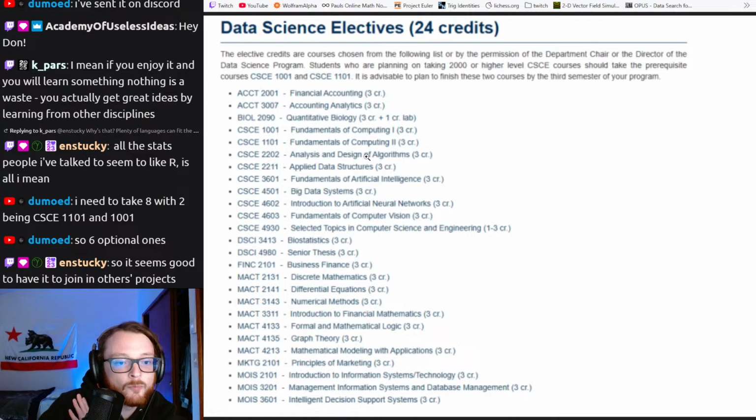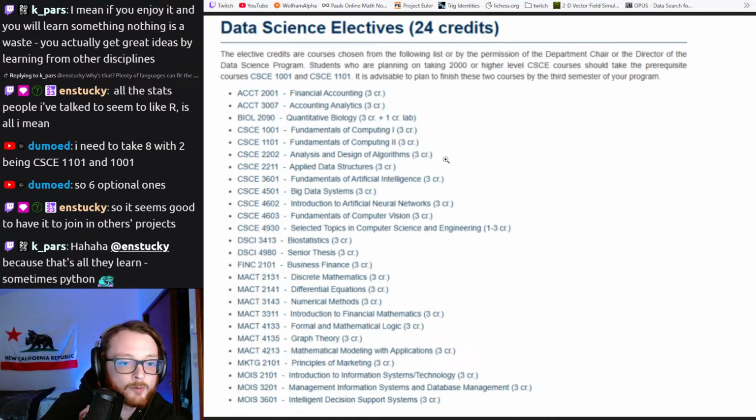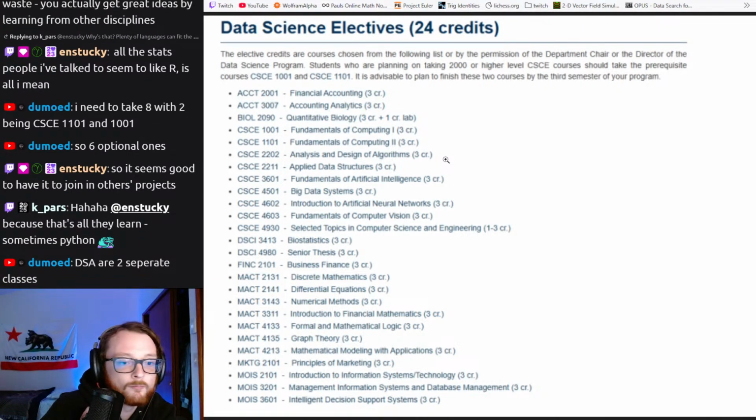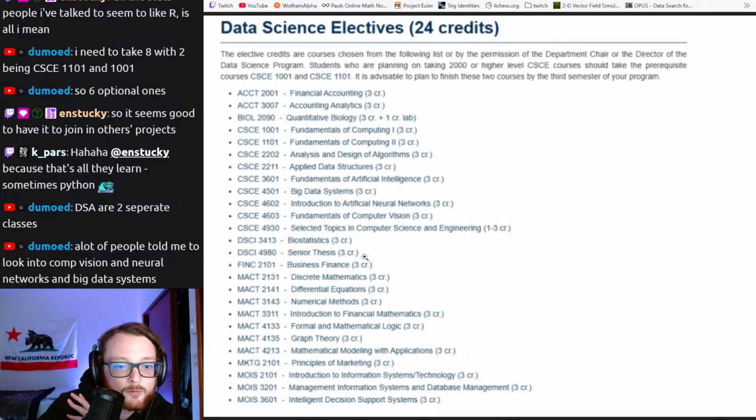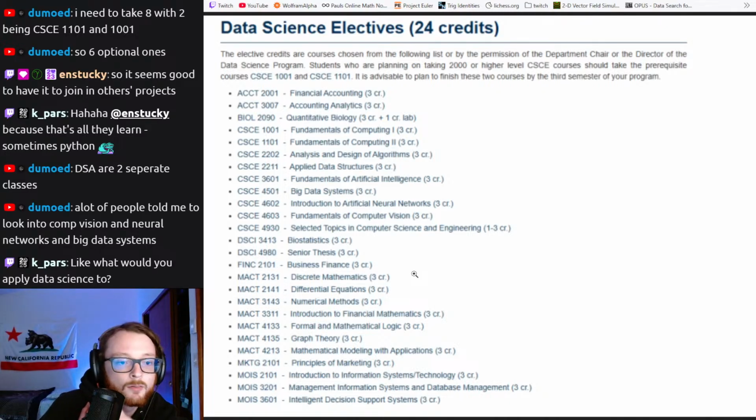So yeah, analysis and design of algorithms, that's a good one to kind of up your general programming game. You can write shorter code if you're good with the stuff that they'll teach you there. DSA are 2 separate classes? Okay. AI, if you're into it, is definitely great to know for data science, neural networks. I personally would be interested in biostatistics or quantitative biology. Those will be somewhat relevant to data science too.